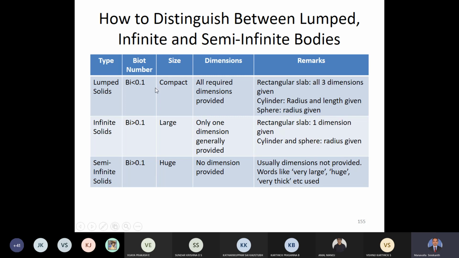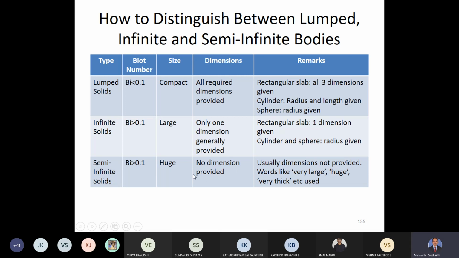Lump systems are usually compact, infinite solids are large, but semi-infinite solids are extremely huge. They are so huge that on one side of the body, if some thermal effect is happening, the other side of the body will not know. So thermal effects take a very, very long time. The times involved in semi-infinite solids are extremely large. Also, in the problem statement, usually for lump systems and semi-infinite solids, some dimension of the object will be given.